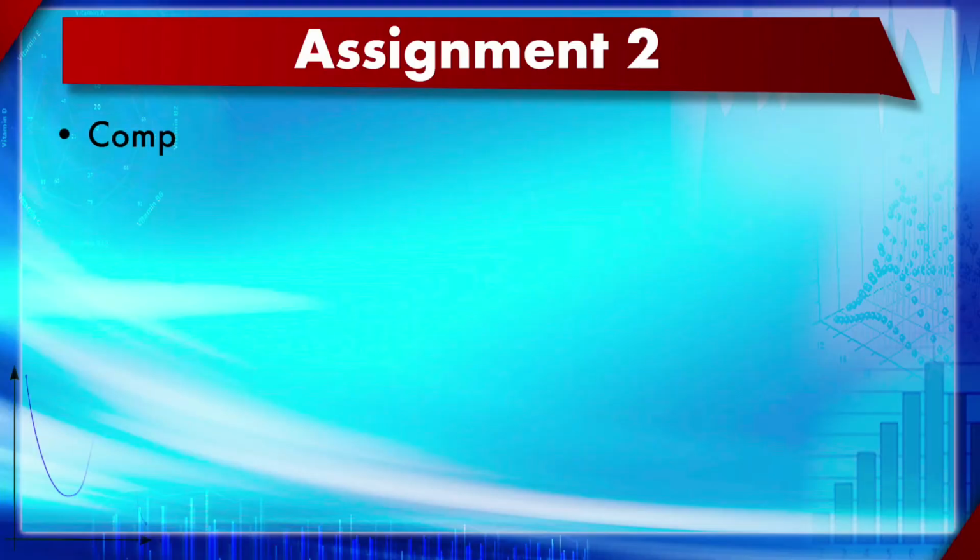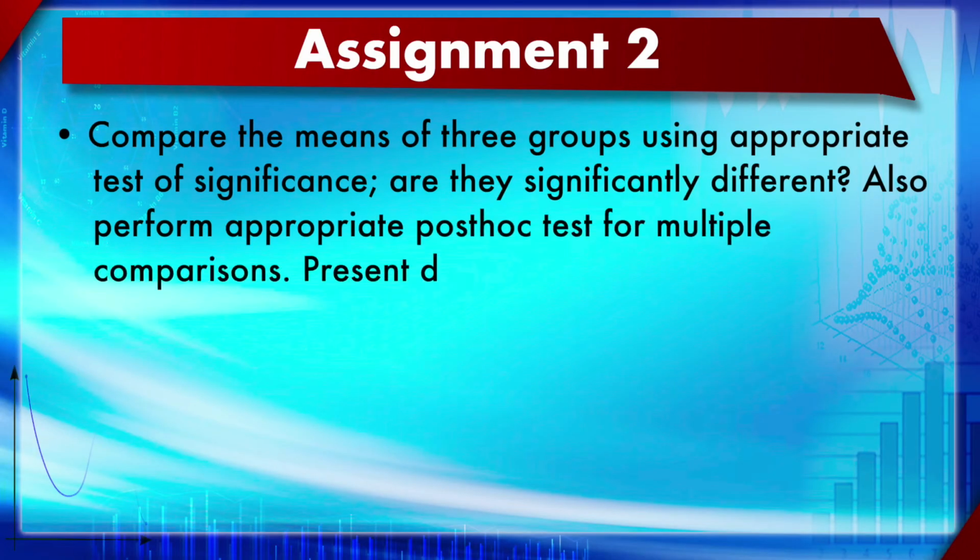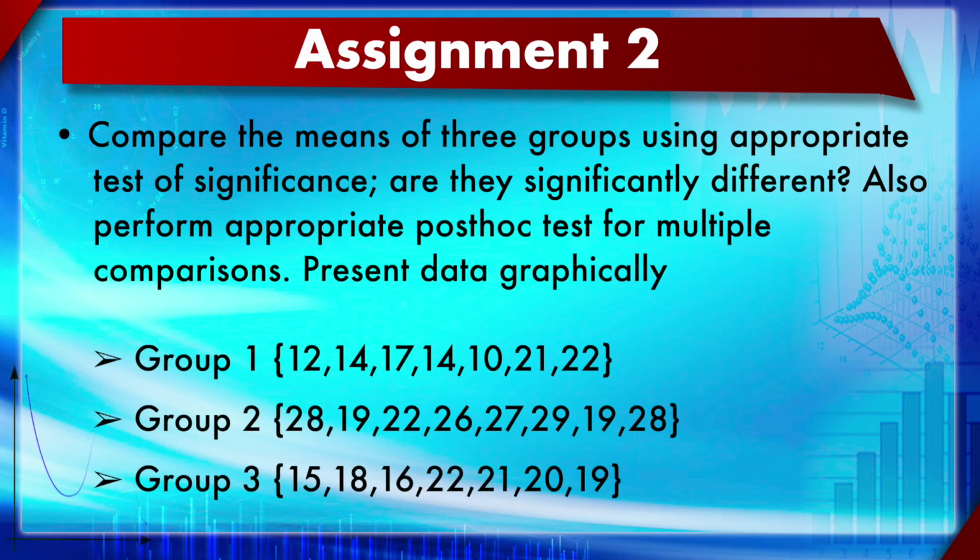The second assignment is to compare the means of the 3 groups using an appropriate test of significance. Are they significantly different? Also perform an appropriate post test for the multiple comparison. Present the data graphically. So we now have 3 groups, group 1, group 2, group 3, and which test will you use to compare whether the group means are significantly different or not. And then you can also do a post test like Tukey's HSD and present the data in a graphical manner.